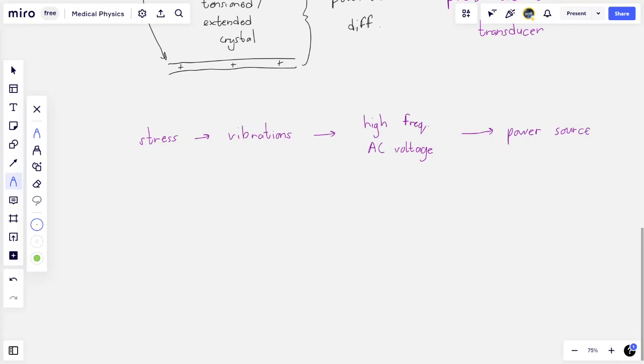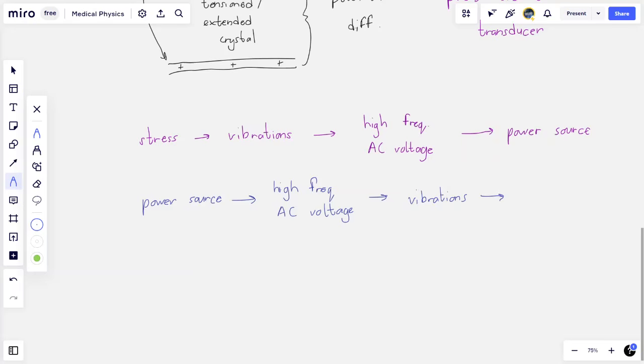Let's turn this process the other way around now. Let's go the other way. Well, if I have a power source and I attach the power source to my piezoelectric crystal, and I use a high frequency AC voltage, okay, now I'm not compressing and tensioning the crystal, I'm applying an AC voltage to the crystal. The opposite process happens. It starts to vibrate. There's vibrations, there's oscillations. We've taken electrical energy and now converted it to mechanical energy.